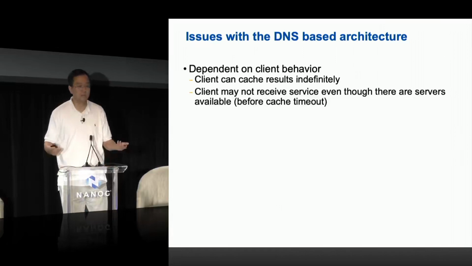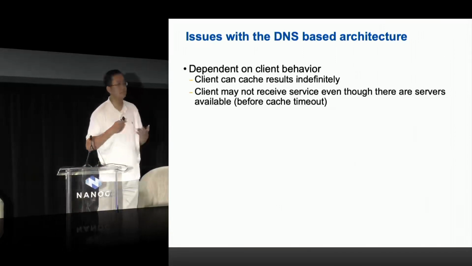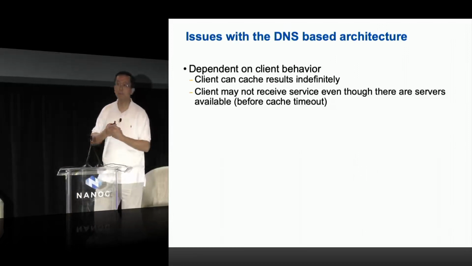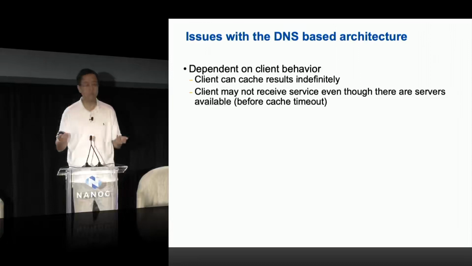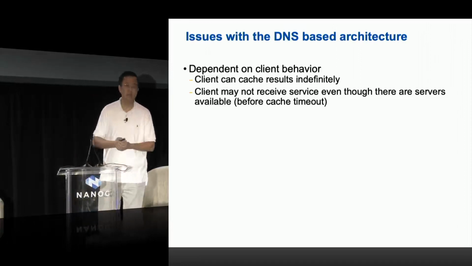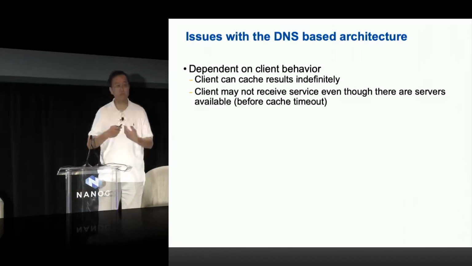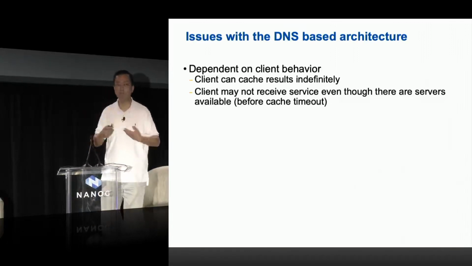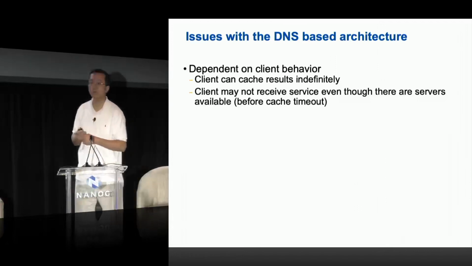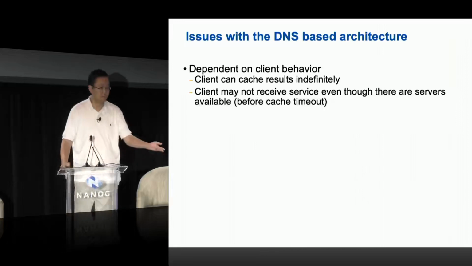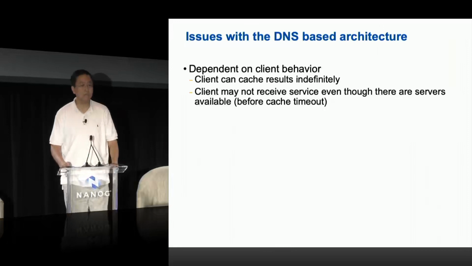And the problem with this approach is that if, say, the client gets an IP address from the DNS server, then immediately after getting this IP address, the server itself goes down. Then the client, in compliance with the TTL, will not try to do a new lookup. It will just keep retrying the original IP address that it got, even though there are other servers that are available to answer the request that it wanted. So that was one issue that we wanted to avoid.